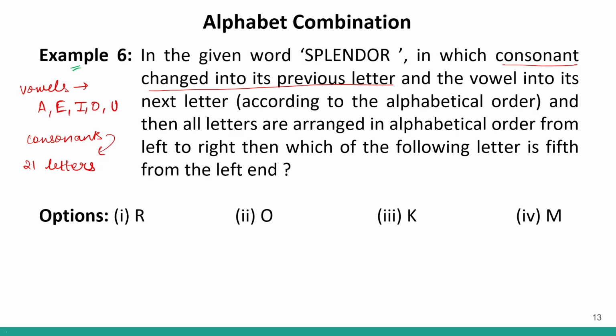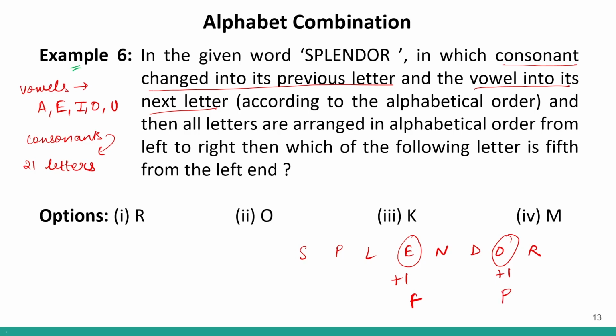Okay. The word splendor is written. The consonants are changed into previous letters and vowels into next letters. So what are the vowels in the word splendor? E is a vowel, O is a vowel. So two vowels are there, and they are changed into the next letter. So plus 1. E will change into F and O will change into P.